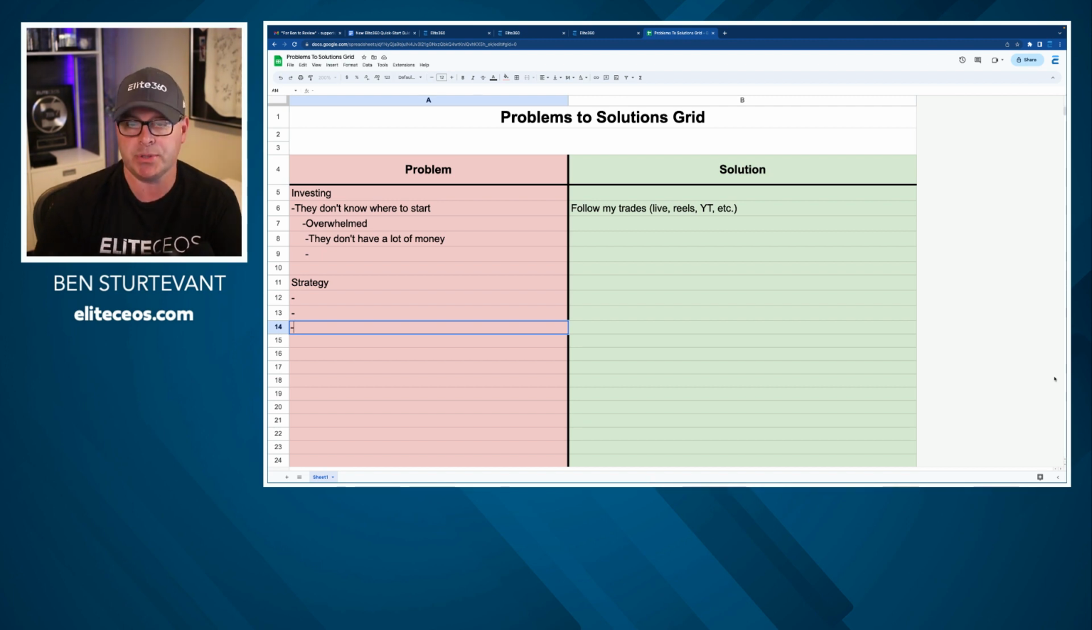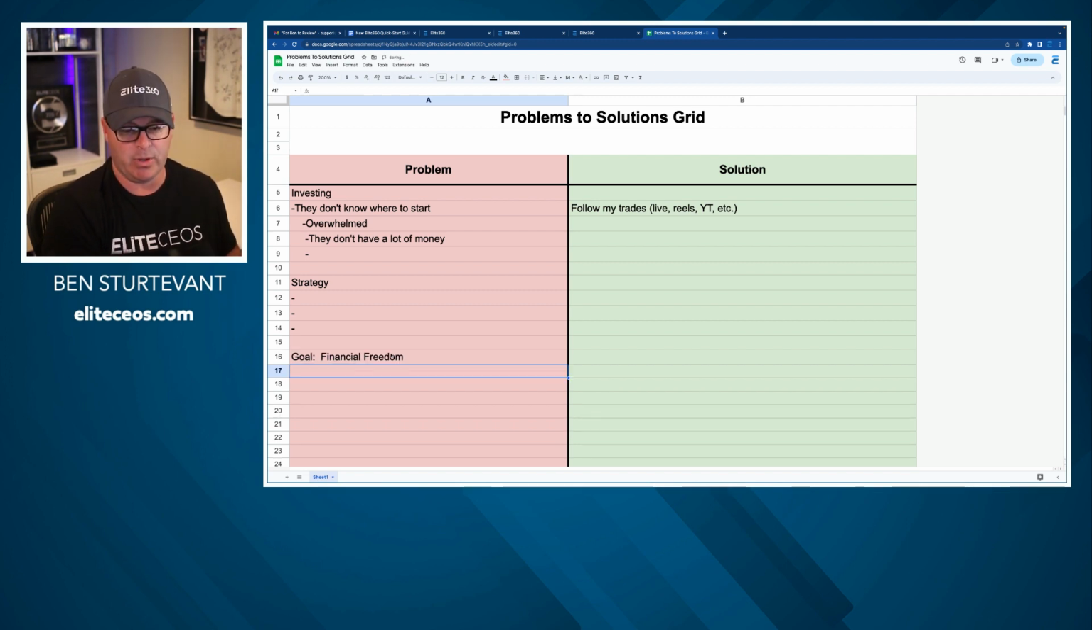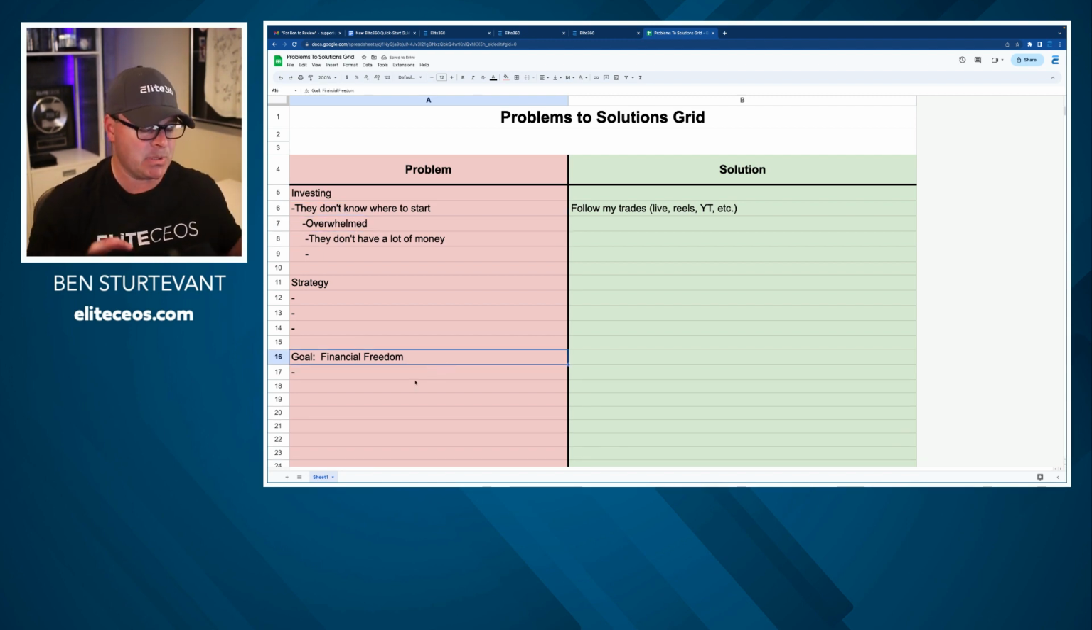So maybe they have a goal to get to $1 million, right? Let's say that their goal with investing is financial freedom, right? That's great. But within that, they don't have a lot of the stuff up here. They don't know where to start. They're overwhelmed. They don't have a lot of money. So you can do different types of content where you're not addressing a negative, but you're addressing a positive. But what you're using is the problems to solutions grid to fill in the gaps, right?